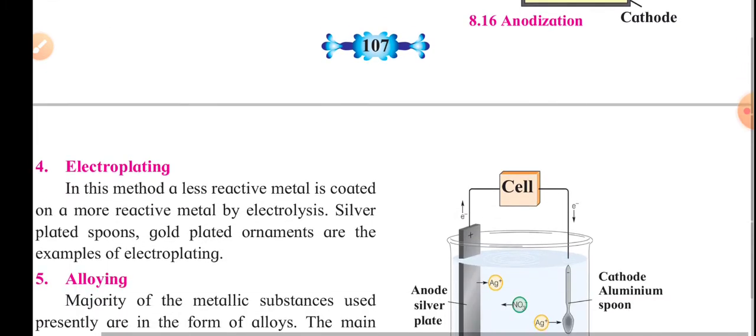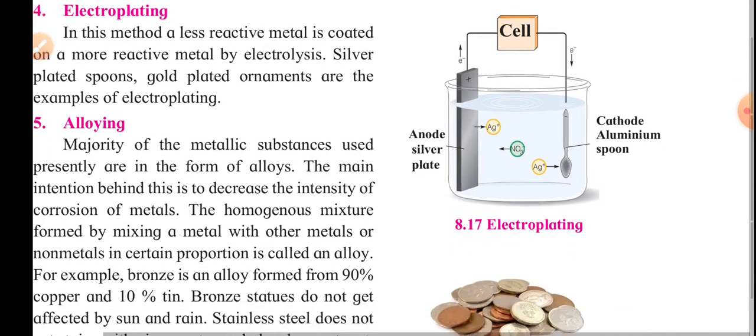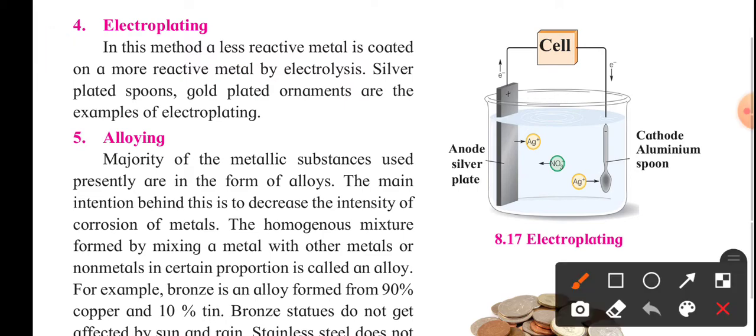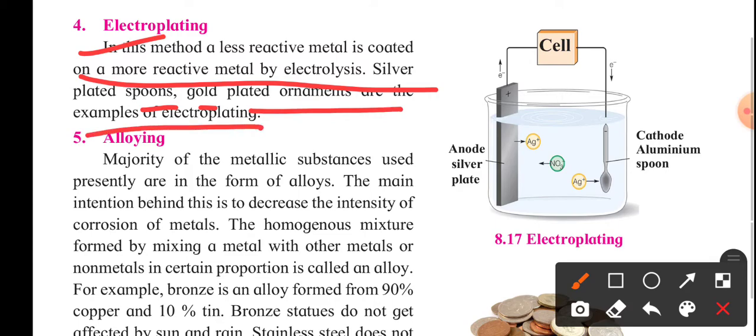The next one under this section is electroplating. In electroplating, less reactive or non-reactive metals are used. In this method, a less reactive metal is coated on a more reactive metal by the electrolysis method, like the golden polish on articles. The gold solution is applied on the more reactive silver metal. Spoons and gold-plated ornaments are examples of electroplating.